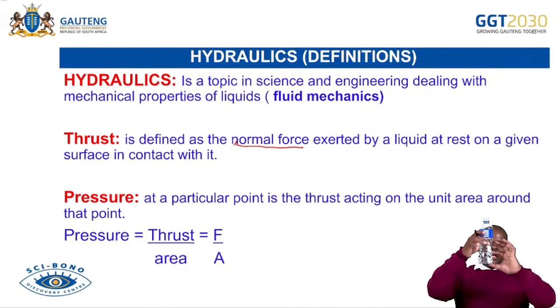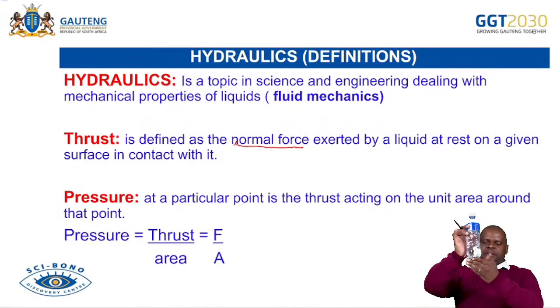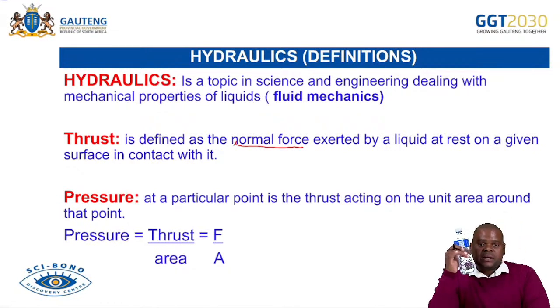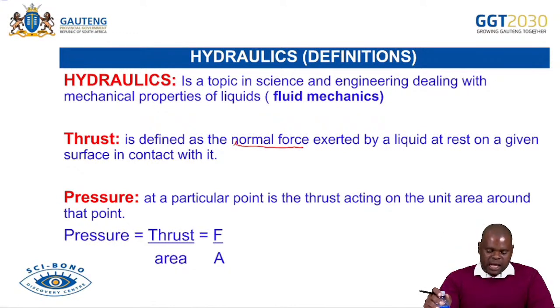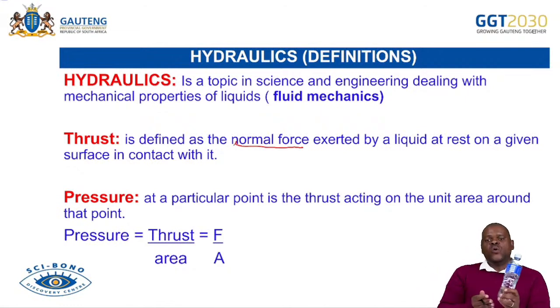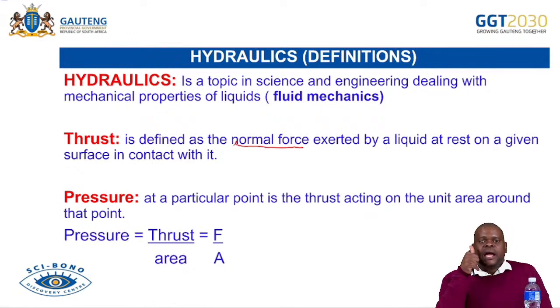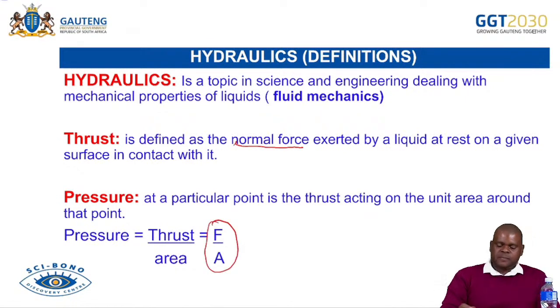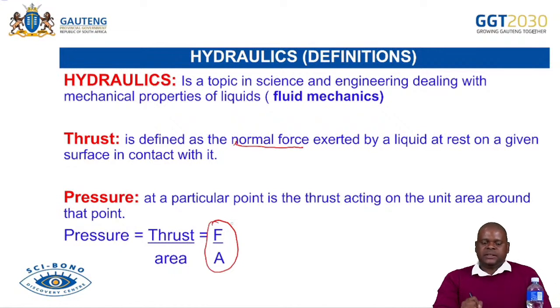If we need the pressure at the bottom here, then we know that the water exerts a pressure on the surface of this container, and that normal force is a thrust. It gives us a pressure. And that force that is exerted there, we're looking also at the area. Are we together? You can't have a pressure if you don't have a force and the area. That is why our formula says F divided by area. Force divided by area.